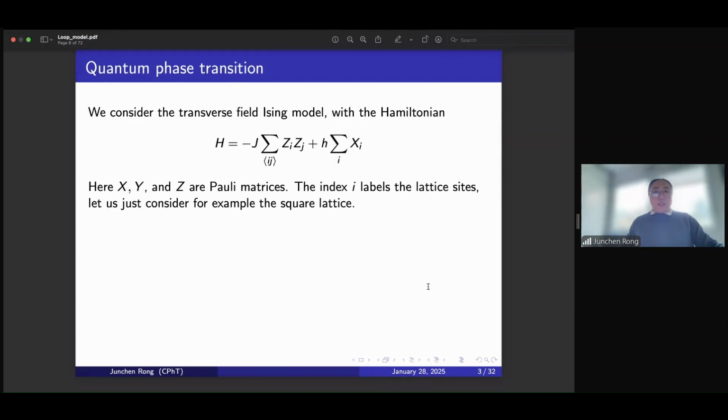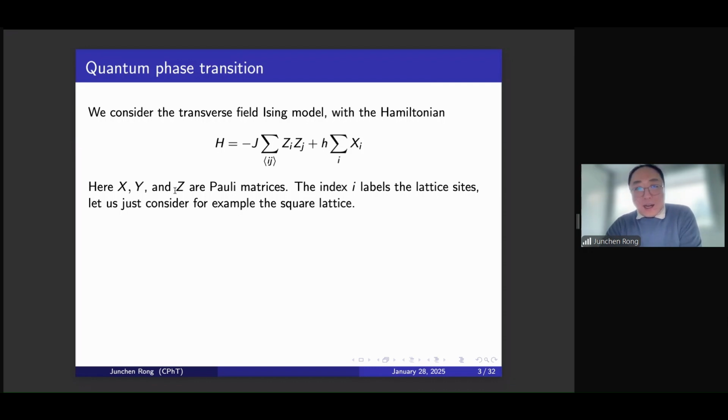So I think this is an audience with diverse backgrounds, so I will try to explain the basics. First, let's start with the basics of quantum phase transition. Let's consider the simplest one, which is basically the transverse field Ising model. Let's just define it on a square lattice, for example, and I'm introducing nearest neighbor interactions between two spins.